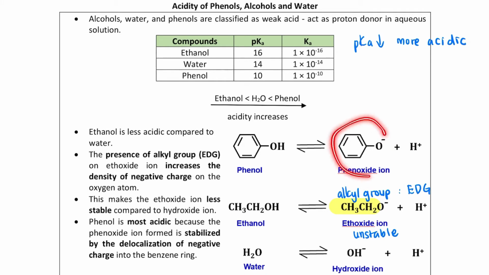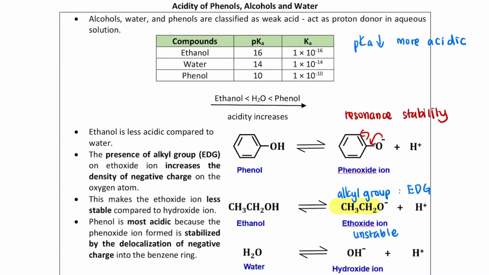Kenapa phenol lebih acidic? So, kita tengoklah tadi kan kita dah explain. This phenol, dia ada special sikit sebab dia ada benzene ring. Okay, so bila dia ada benzene ring ni, this negative charge can be delocalized into the benzene ring. So, kiranya dia ada satu benda yang benda lain tak ada, iaitu dia ada resonance stability. Okay, so resonance stability ni phenoxide ion je ada sebab dia ada benzene ring.